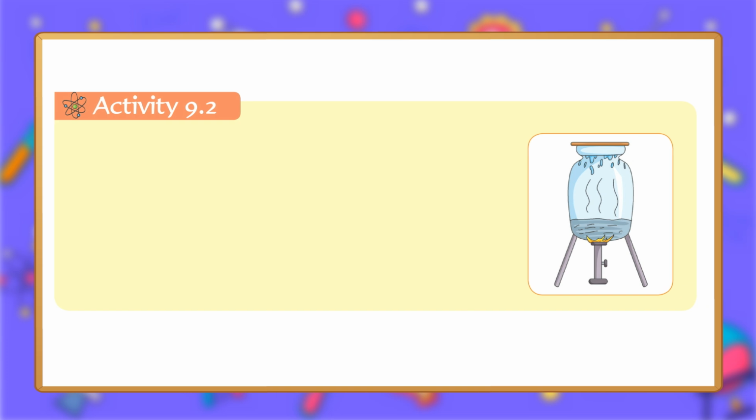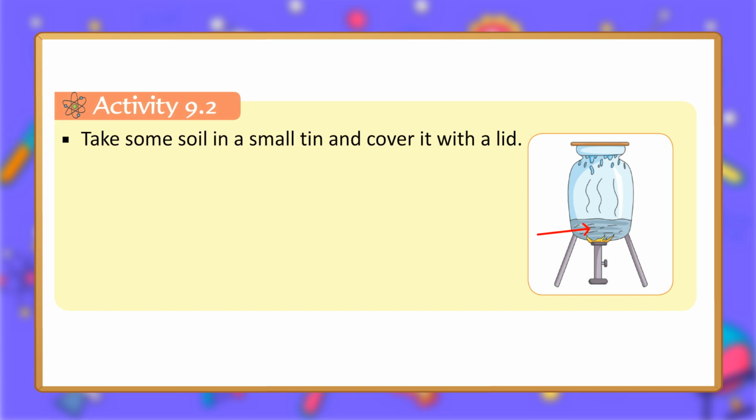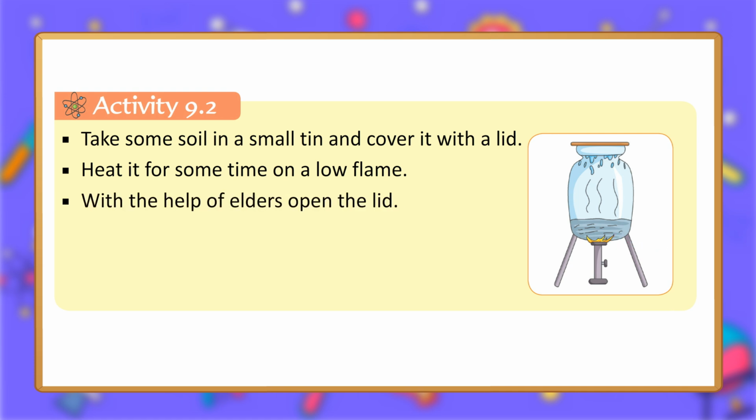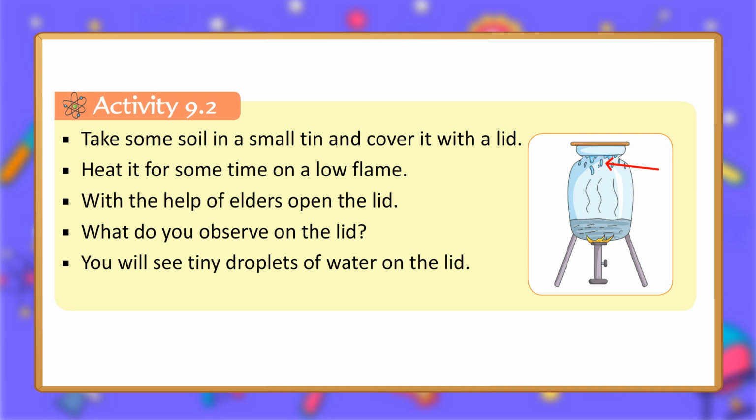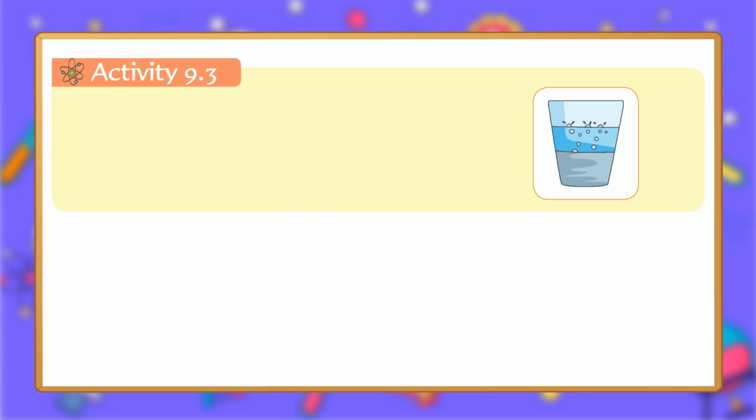Activity 9.2. Take some soil in a small tin and cover it with a lid. Heat it for some time on a low flame. With the help of elders, open the lid. What do you observe on the lid? You will see tiny droplets of water on the lid. This shows that soil contains water.